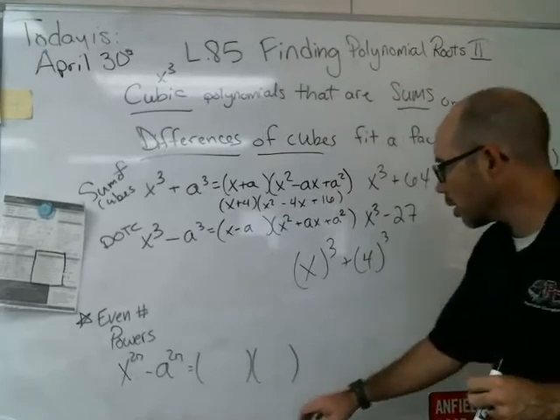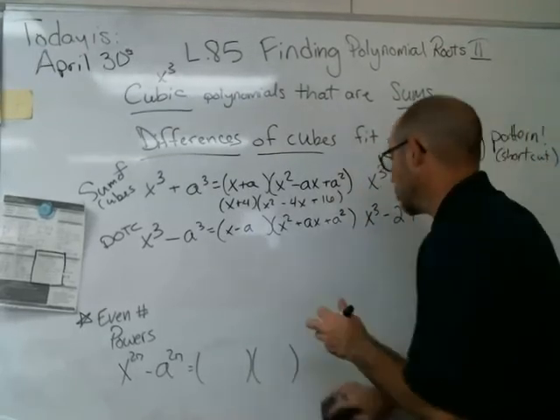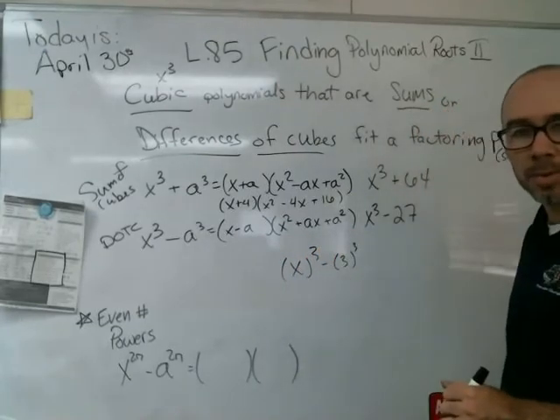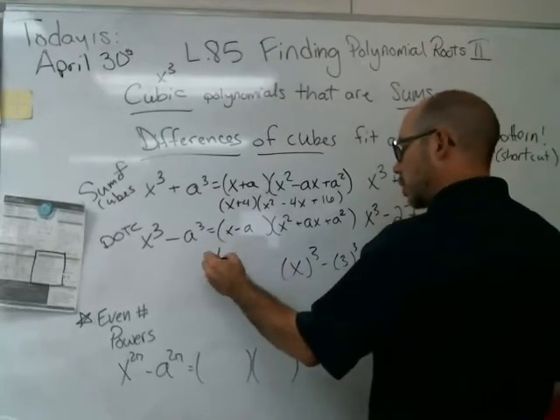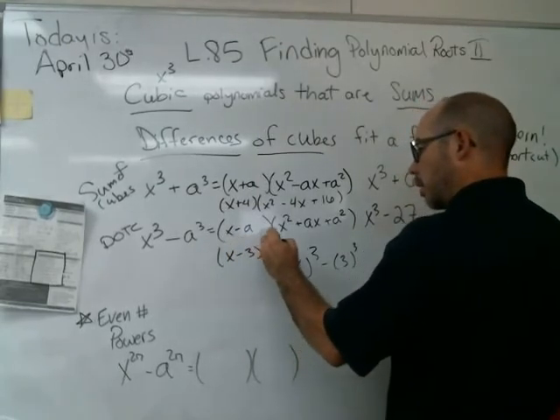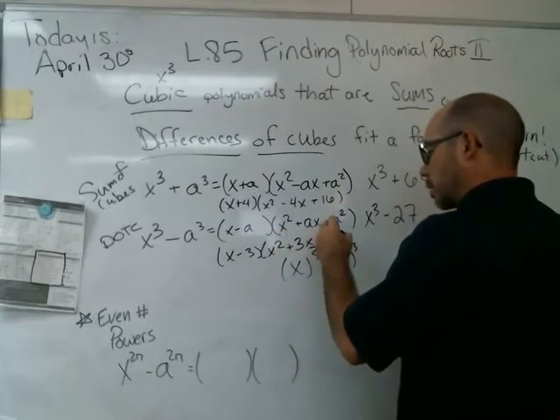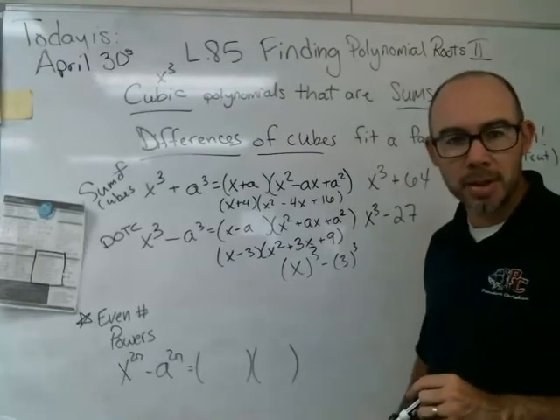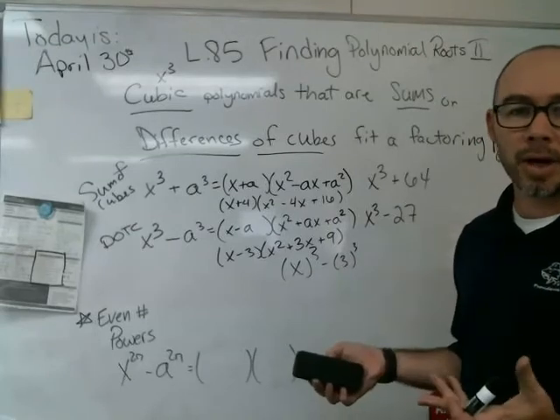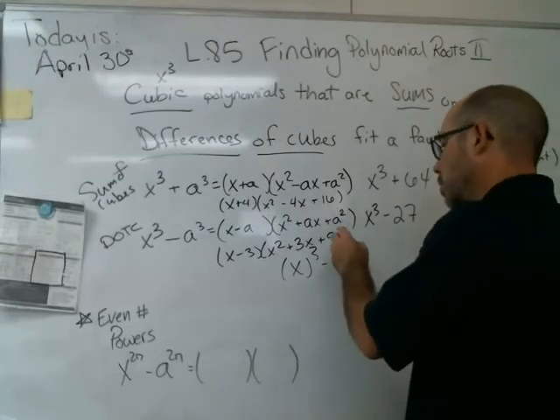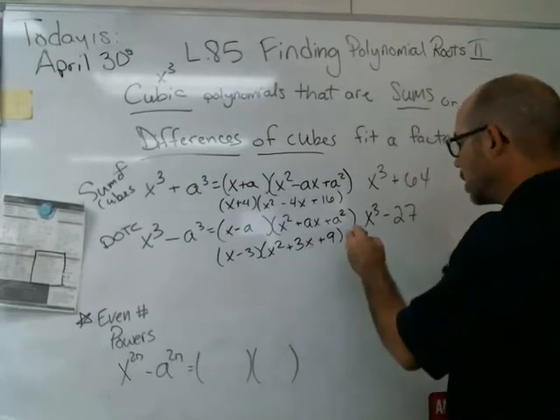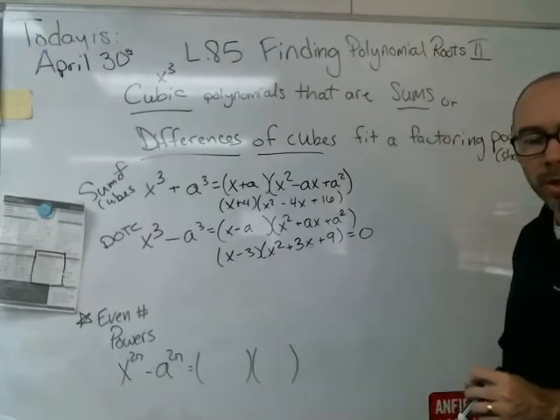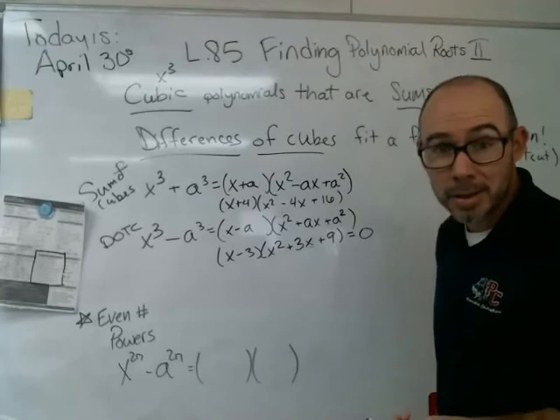Our other form here, x cubed minus 27. Again, we have x cubed minus, and this time it's 3 cubed. 3 times 3 times 3 is 27. So this rule says we can go x minus 3, and then x squared plus 3x plus 9 as our factored form. Again, we haven't found the zeros or the roots, but we have found how to break this down. The only thing we would change if we're looking for roots is that the equation would equal 0. We're going to use the zero product property to go after the roots.